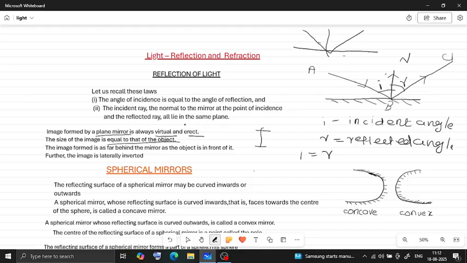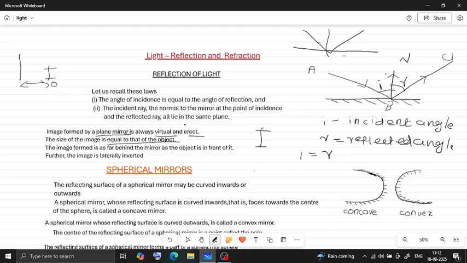Also, consider that here is our mirror and here is our object. The distance from the mirror to the object is the same as the distance from the mirror to the image.